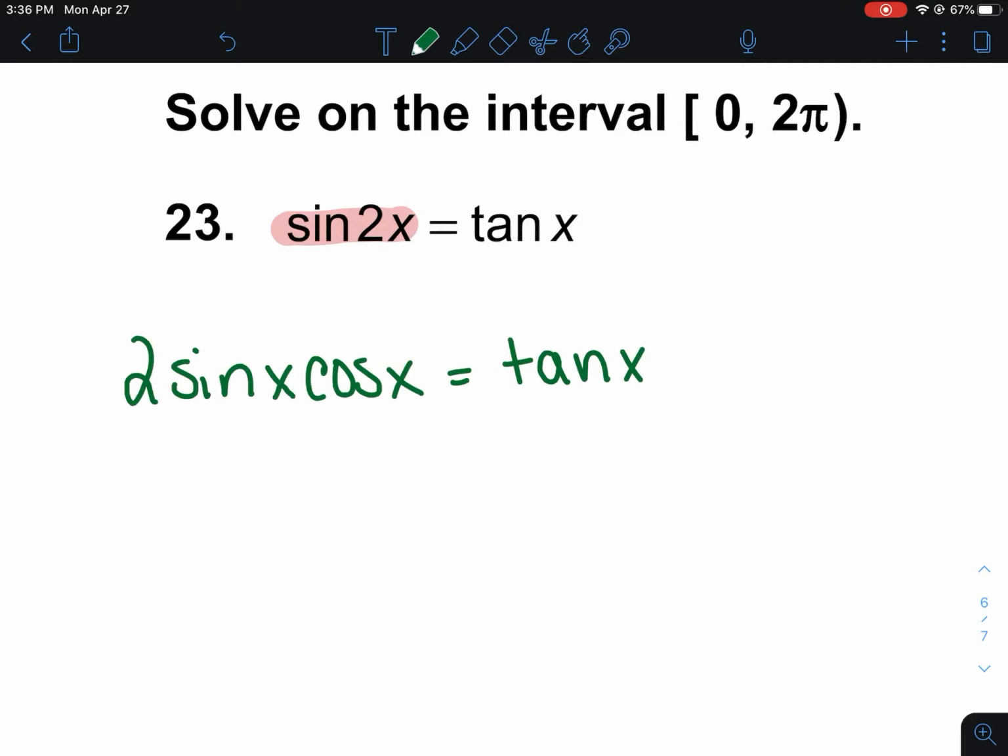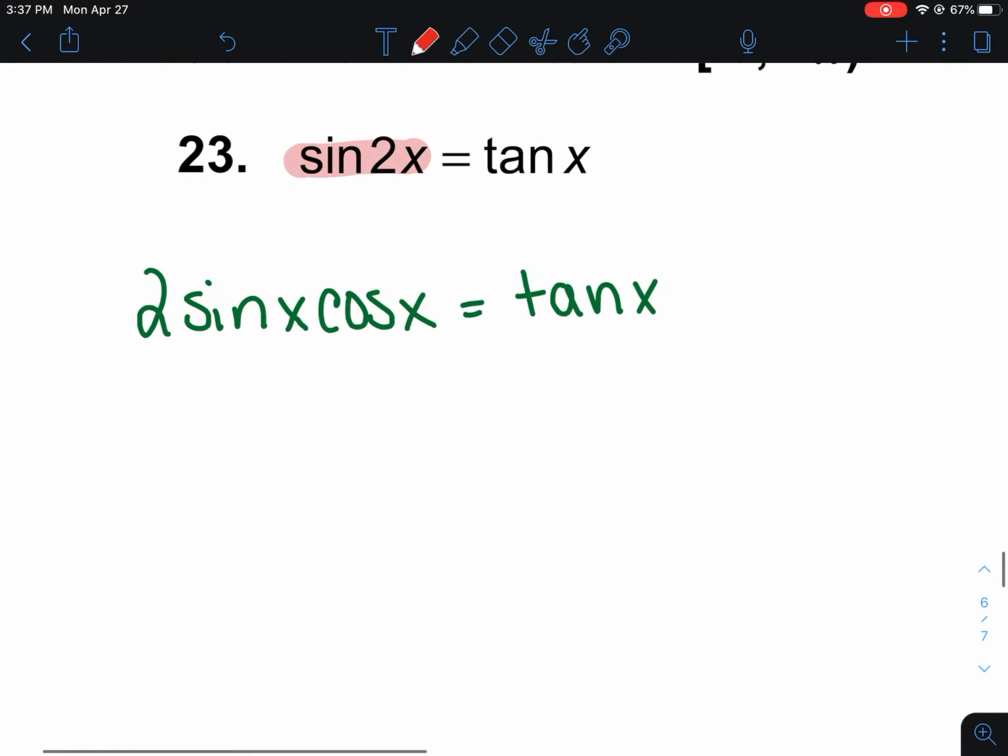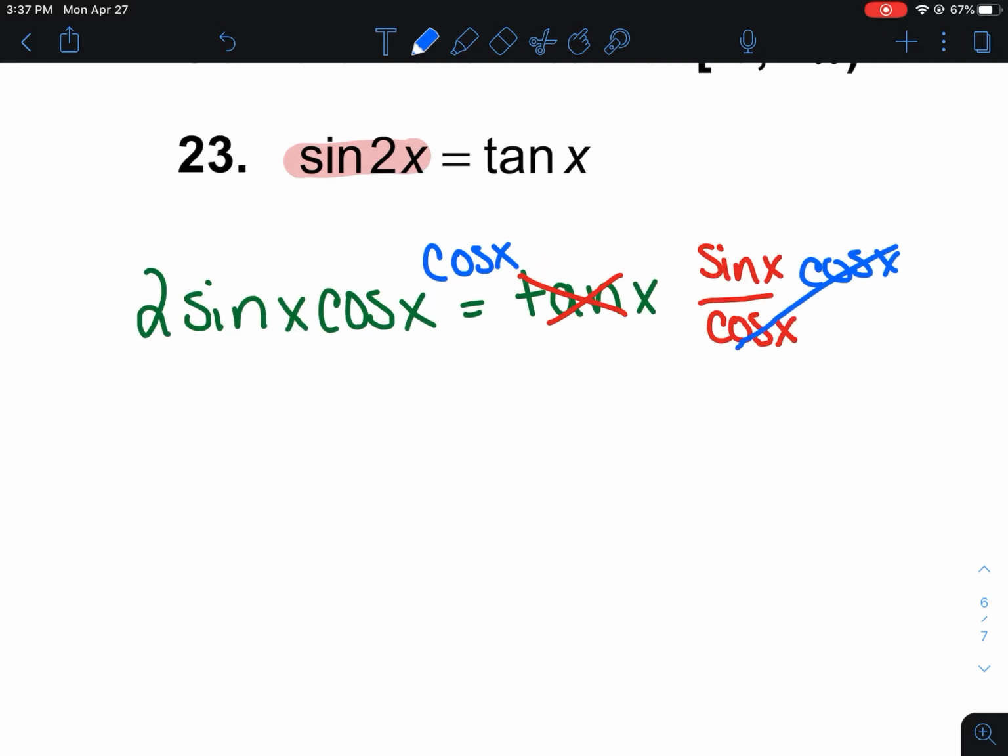Okay. When solving equations, we want to isolate the variable. So we want to get everything on one side. So what I might do first is I might change this to sine over cosine before I move it to the other side. Regardless, I'm going to have to try and combine those with like denominators. So I might as well get rid of this denominator now by multiplying both sides by cosine of x. So I have 2 sine x cosine squared x equals sine x.